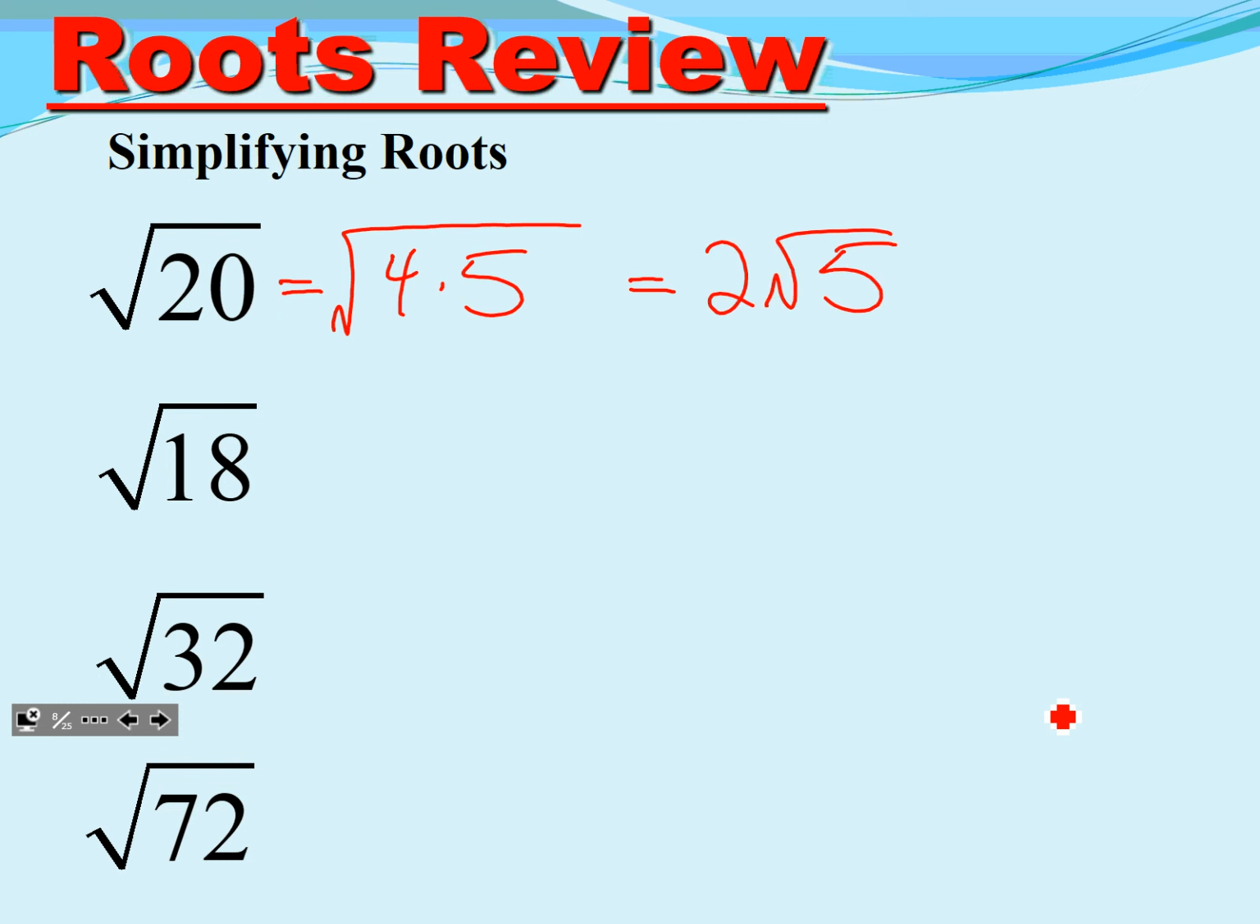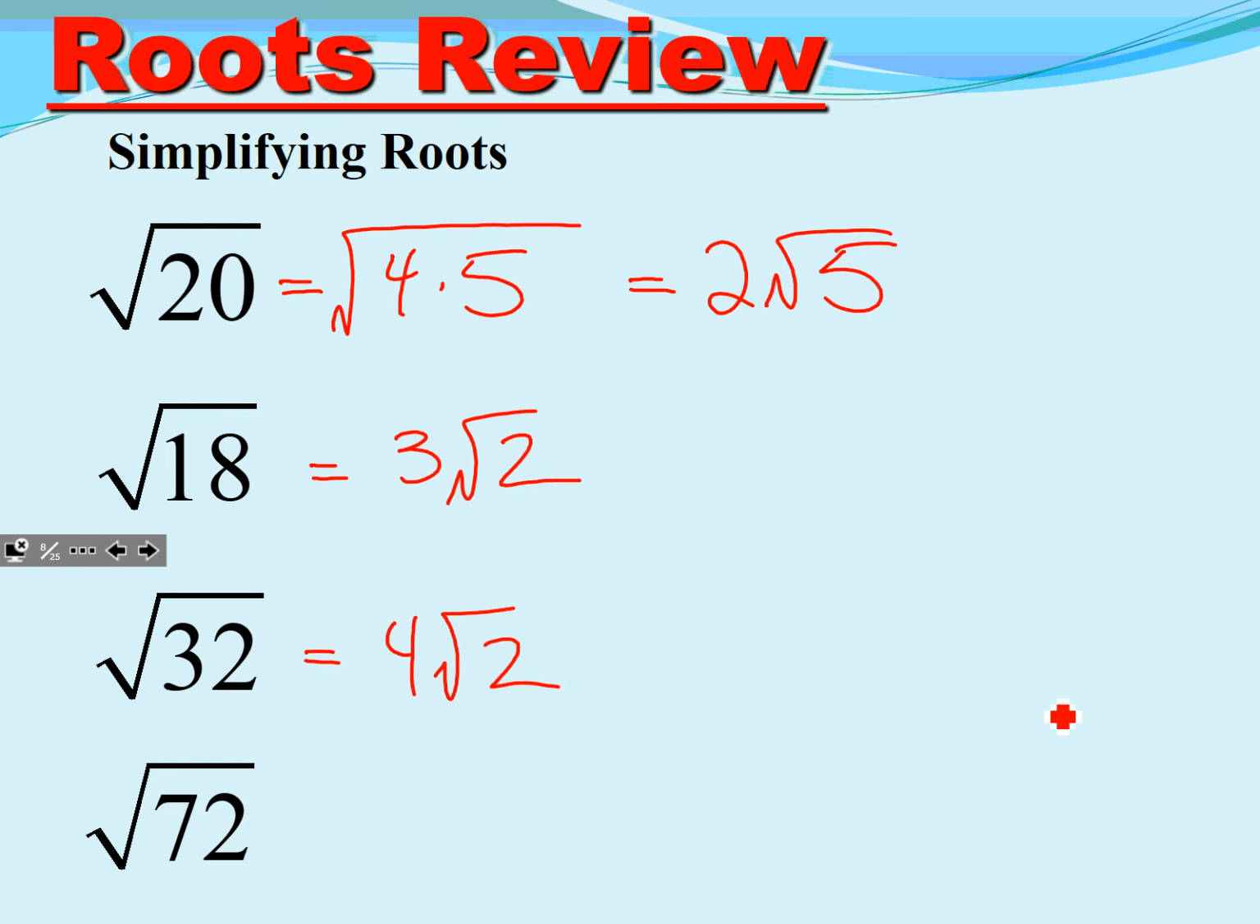Now, a lot of you guys are asking me, do I have to show that work in the middle? My answer is no. I don't want you guys to show me that work. You guys should be able to do these types of problems all in your head, since you guys did this over and over last year. So for example, root 18, the answer should be 3 root 2. For root 32, the answer should be 4 root 2. For root 72, that's going to become 6 root 2. Again, I'm going to speed through this because I expect you guys learned this last year.